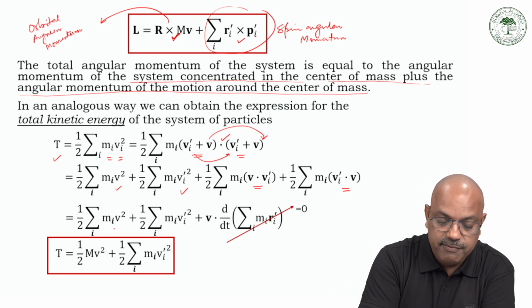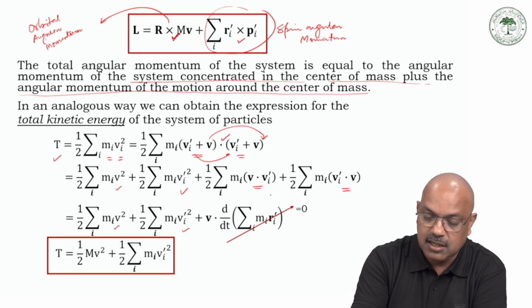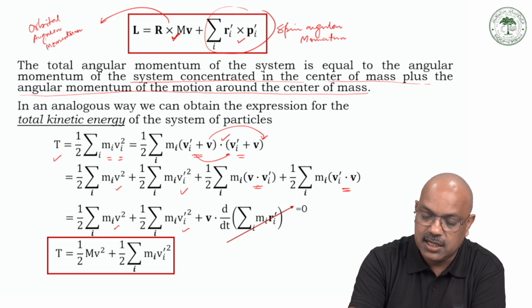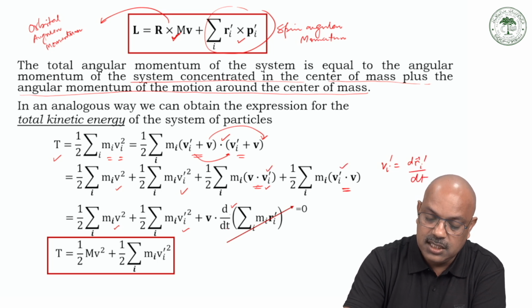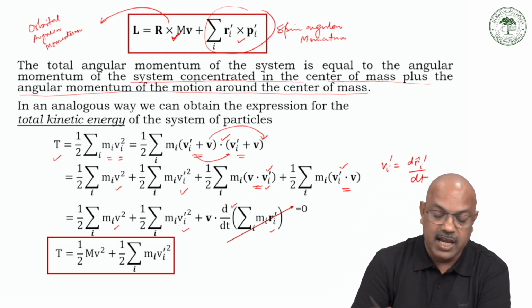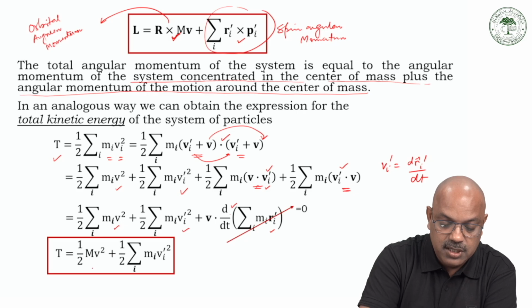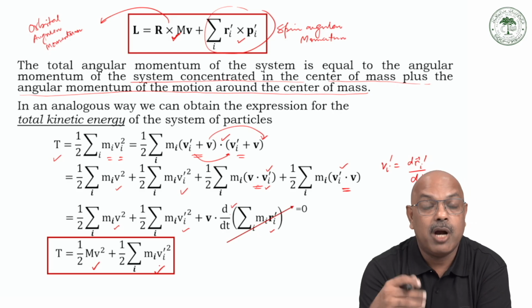So this is simple. This is half m v square, this is v prime square, and this part, you can take v common, because v dot v is there. I can take v common, and this is d/dt of mi ri prime, because vi prime is nothing but dri prime by dt. So in place of vi prime, I write d/dt of ri prime, and this is going to be 0. We had already discussed it. So what we have is two terms. This is going to be the kinetic energy of the center of mass, and this is the kinetic energy about the center of mass.